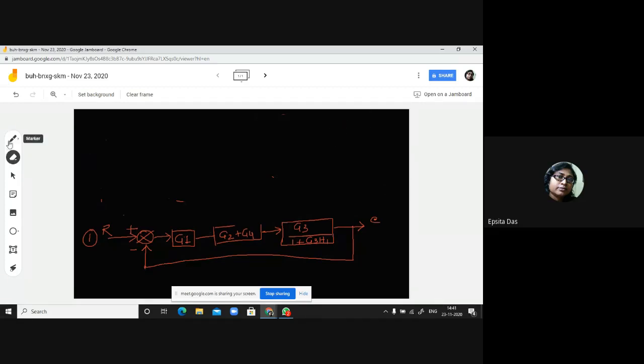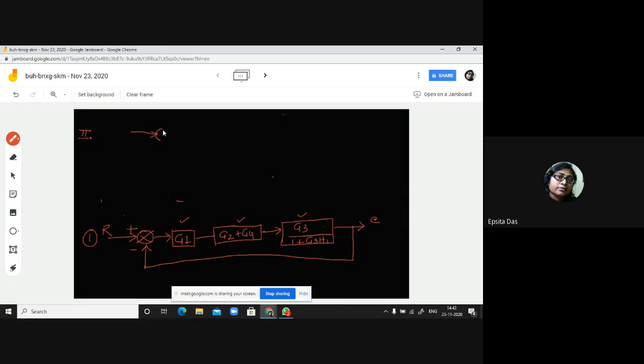Okay, so next, the step 2. Second step, I am trying to draw from step 1. So what will be the next step? This, and this. 3 blocks, they are in cascaded form. That means they are in series. So I can write, it will be just simple multiplication. And this simple multiplied thing will be in feedback.